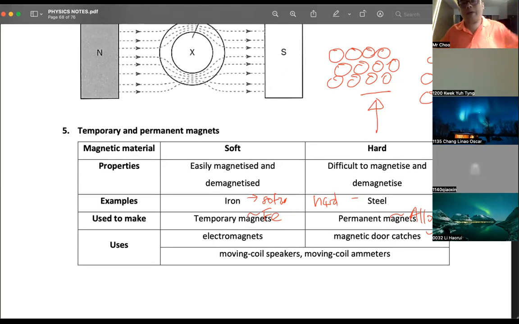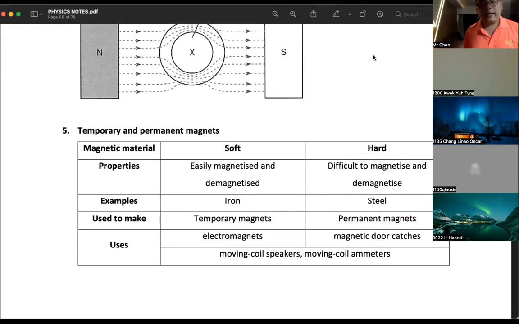So why do I say that? So that I can help you remember that iron, being a softer material, will make a soft magnet. Likewise, steel is an alloy, which is harder in nature, and therefore it is categorized as a hard magnetic material. That's how I remember. Steel is harder than iron, so steel is a hard magnetic material. Iron is a soft magnetic material. That's how I remember. Clear?